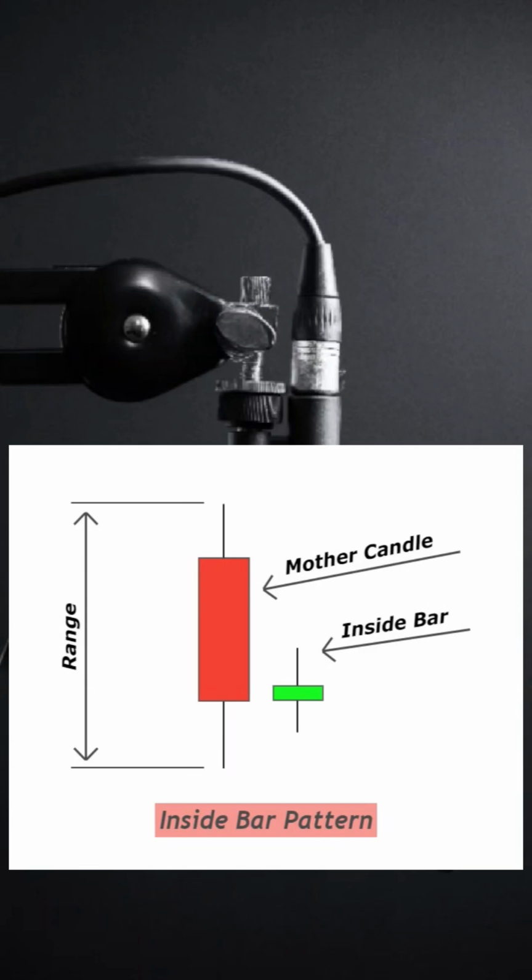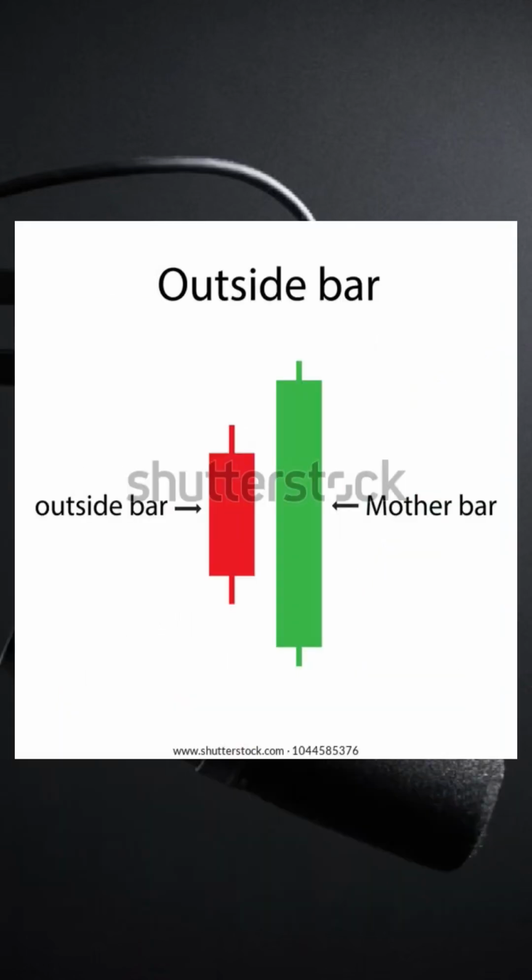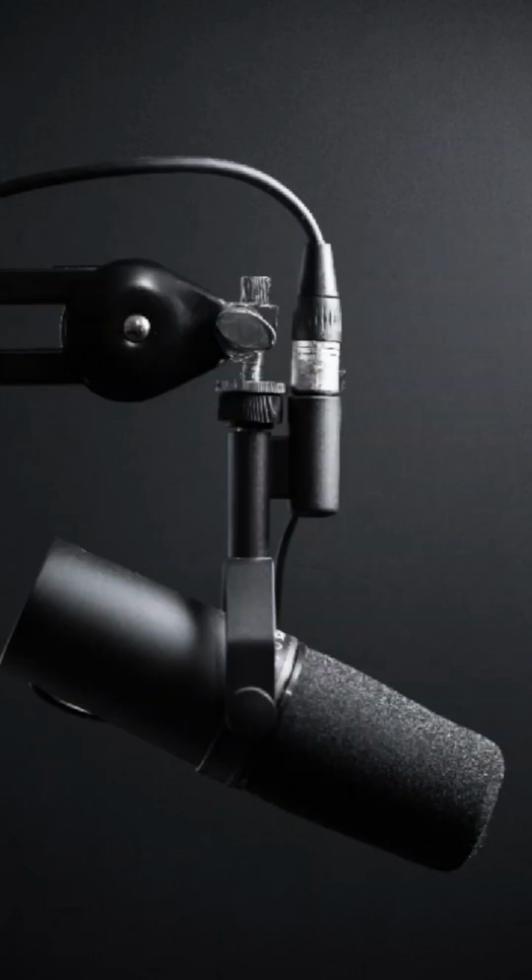An inside bar is when the whole candle fits inside the one before it. It's a pause, price is catching its breath. Traders often watch for breakouts here. An outside bar breaks both the high and low of the previous candle. It's volatility. Could be a strong continuation or a fake out. Always read the room.